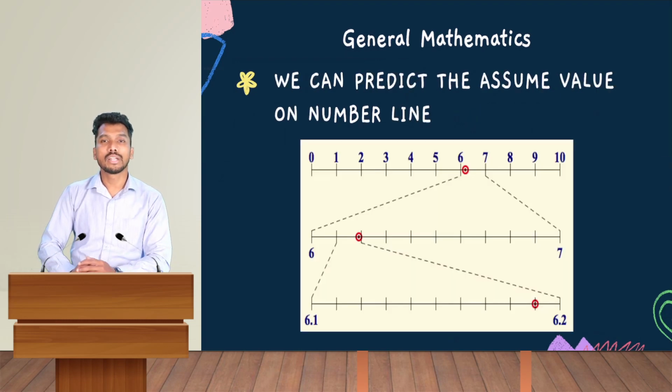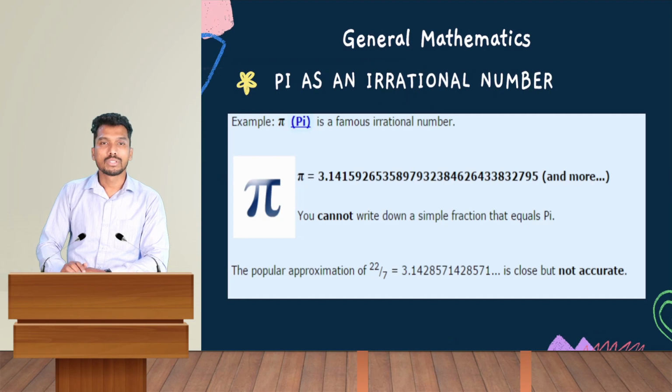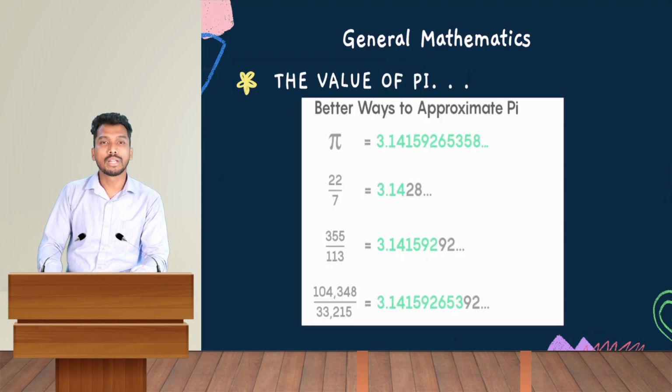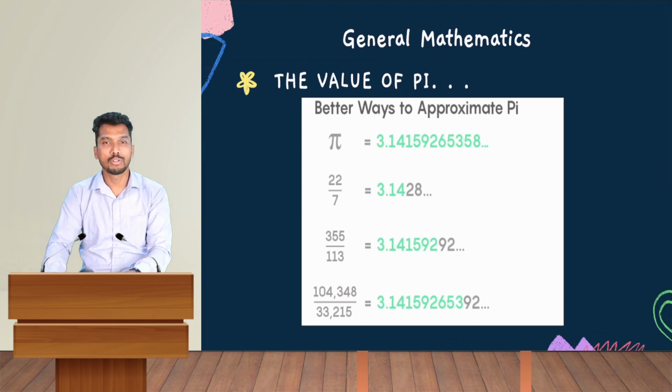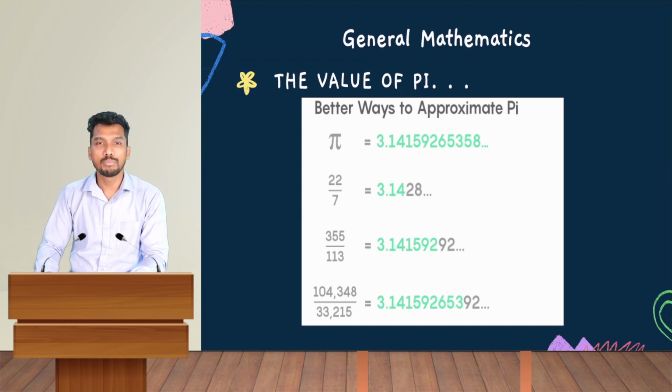So we can predict and assume the value on the number line. Pi is an irrational number, so you cannot write it as a simple fraction. A simple fraction for pi is known as 22/7, but it's not the accurate value. The approximate value of pi up to 11 digits is 3.14159265358. In school and day-to-day life, we use 22/7, which is nearby, up to 3.1428, but it's only accurate for two digits, 3.14.